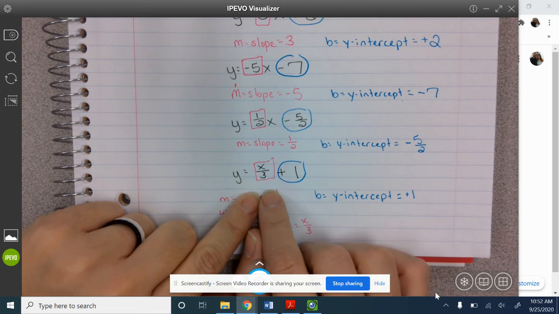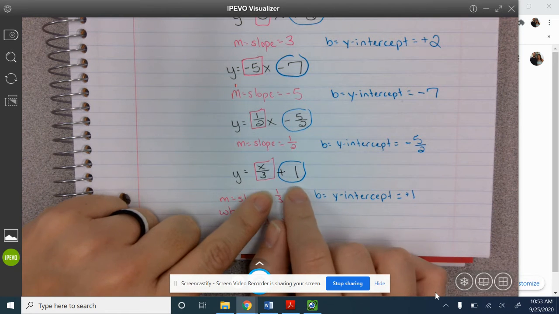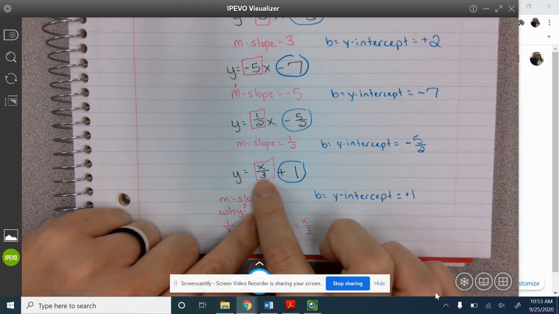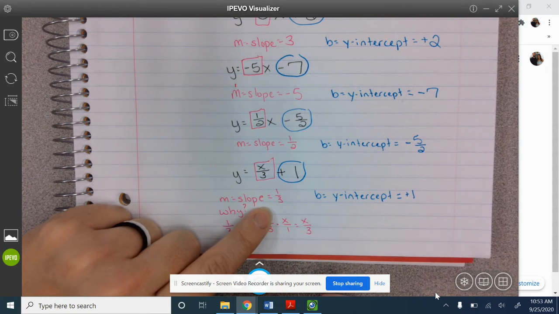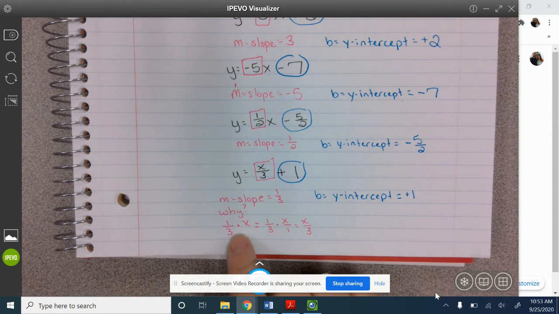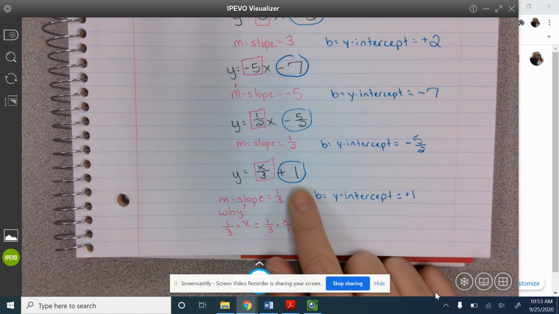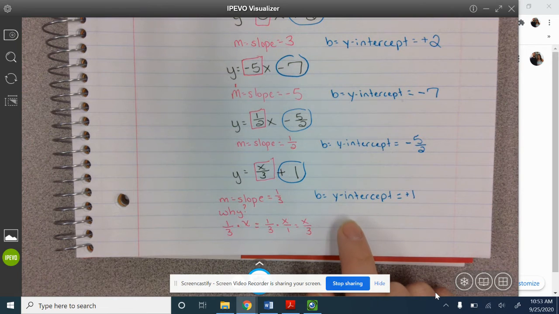Now this one looks a little different. Y equals x divided by 3 plus 1. I'm going to circle that x divided by 3, and it means my slope is 1/2. But why does it mean that? Or 1/3, sorry, I'm not sure why I said 1/2. So 1/3 times x would give me x over 3. So anytime you have a fraction with a numerator of 1, you can just put the x on top and keep your denominator. But when you pull out the slope, you have to remember that there is an imaginary 1 up there beside the x. So it is 1/3, and my y-intercept is a positive 1.